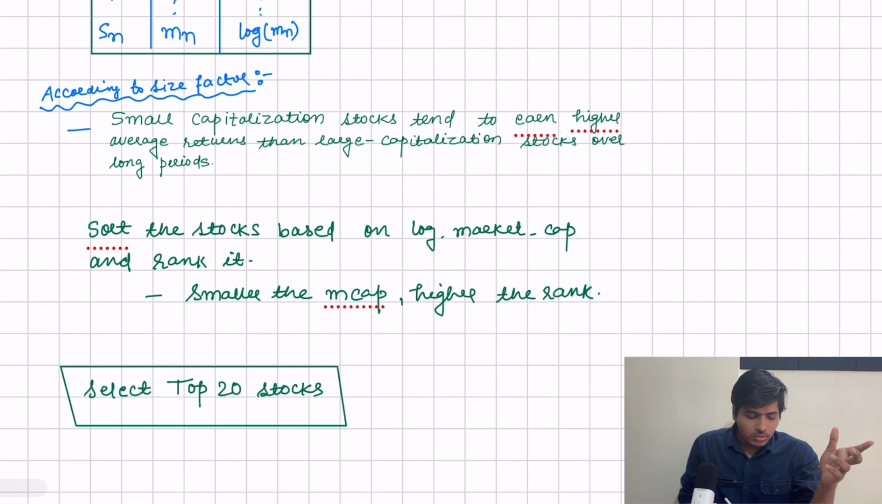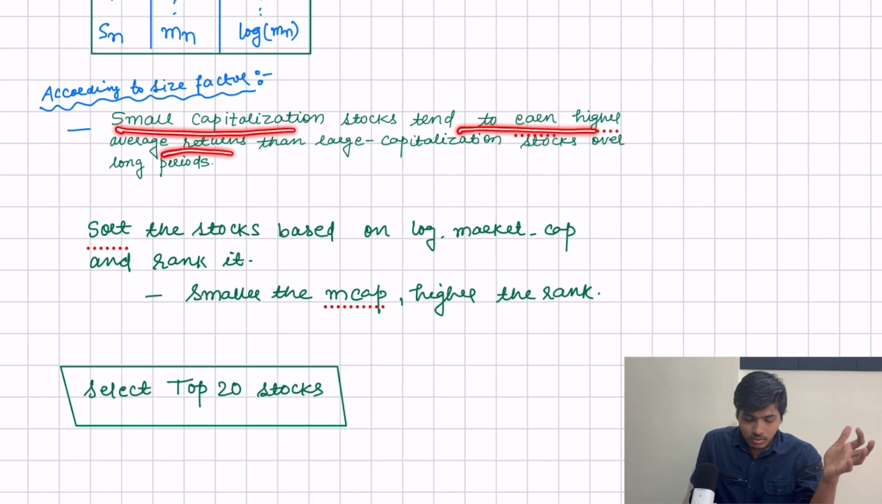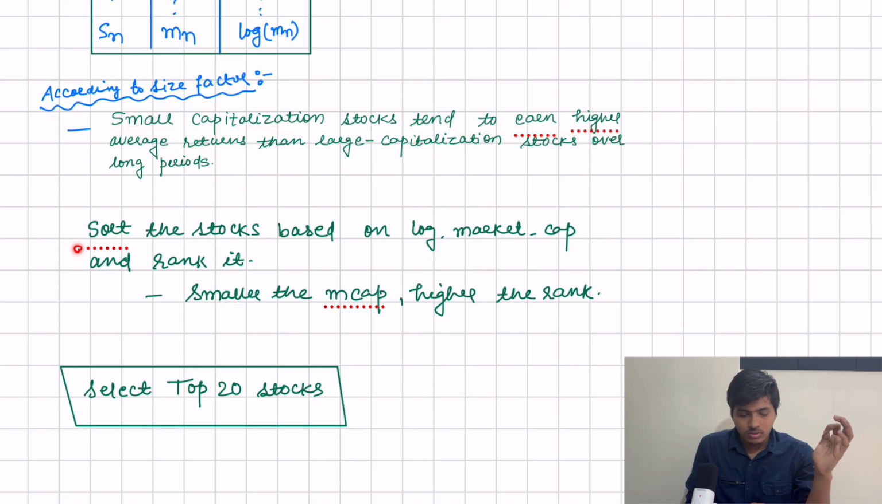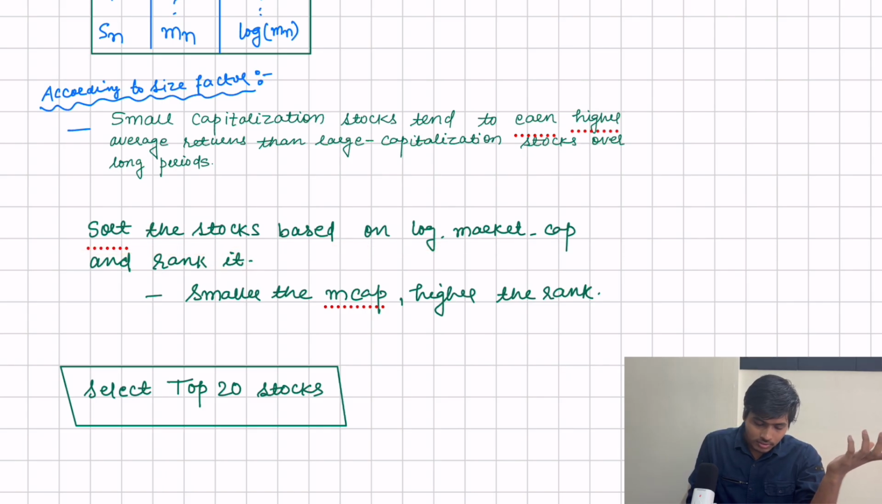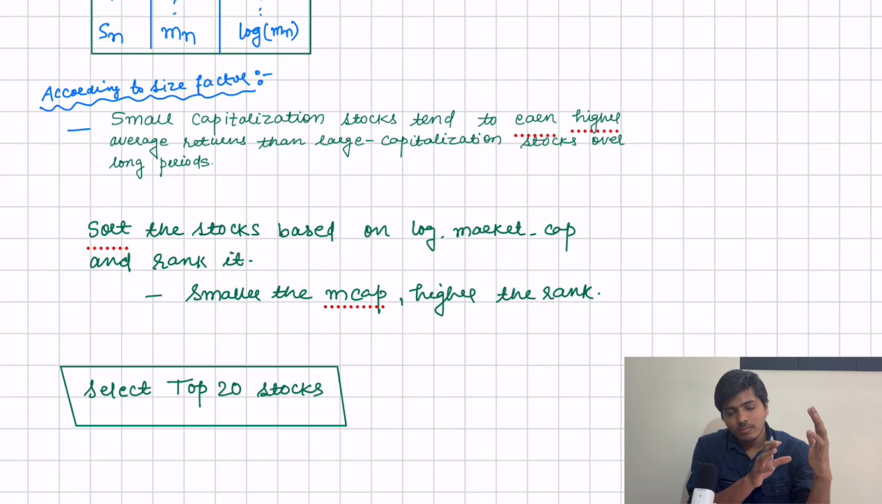Now, just to make you remember once again, according to the size factor, small cap stocks tend to earn higher average return than large cap stocks over a long period of time. So we will sort the stocks based on log market cap and then rank them. We will rank in such a way that the smaller the market cap, the higher the rank, and then we will select the top 20 stocks. Now we have the top 20 stocks based on the size factor.